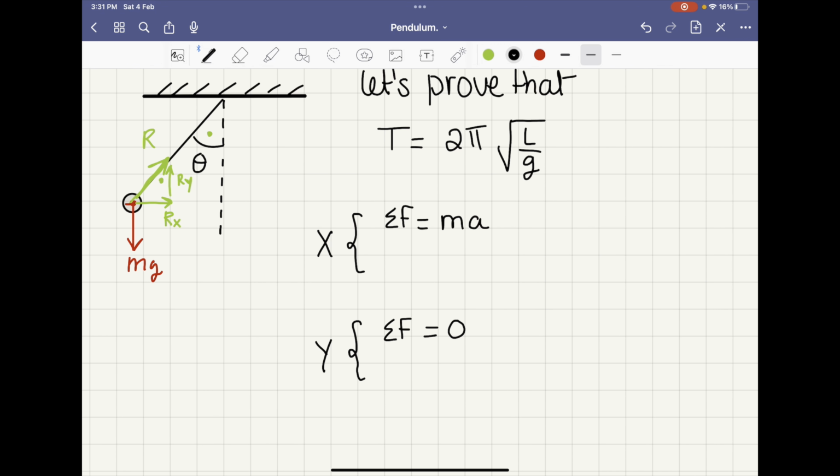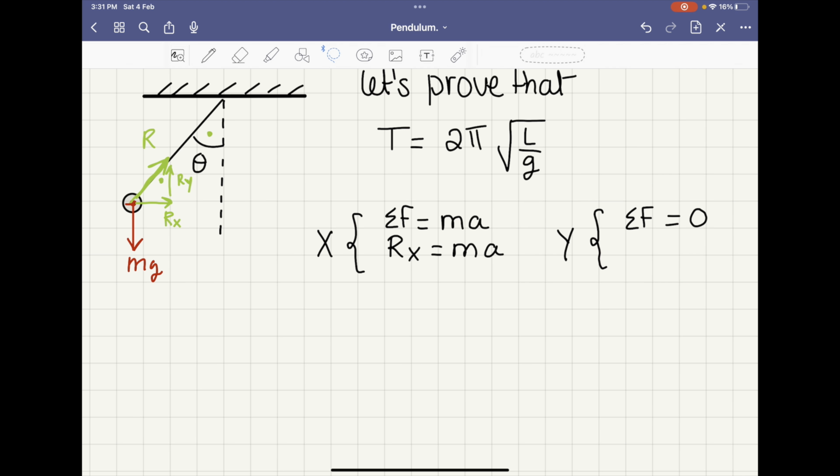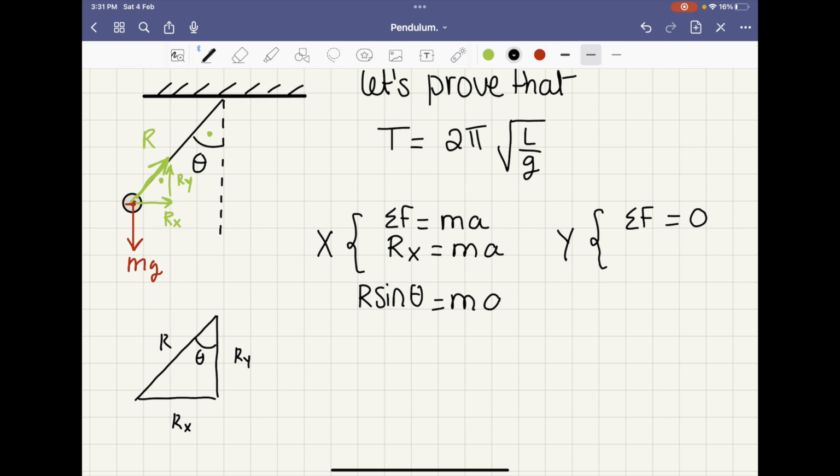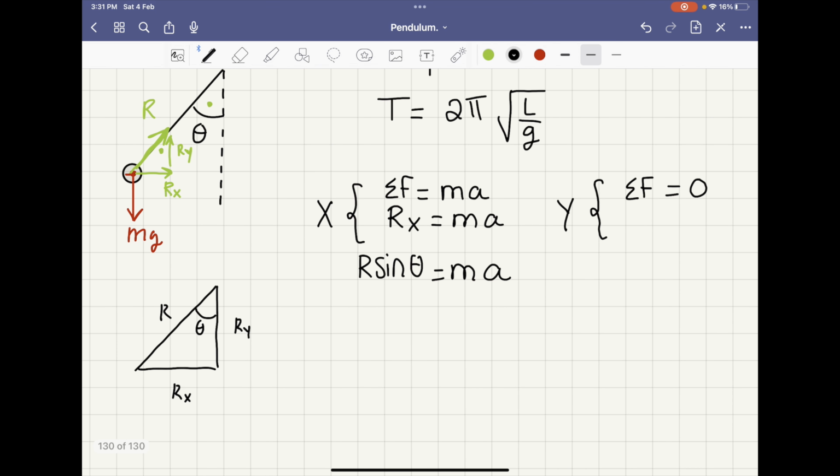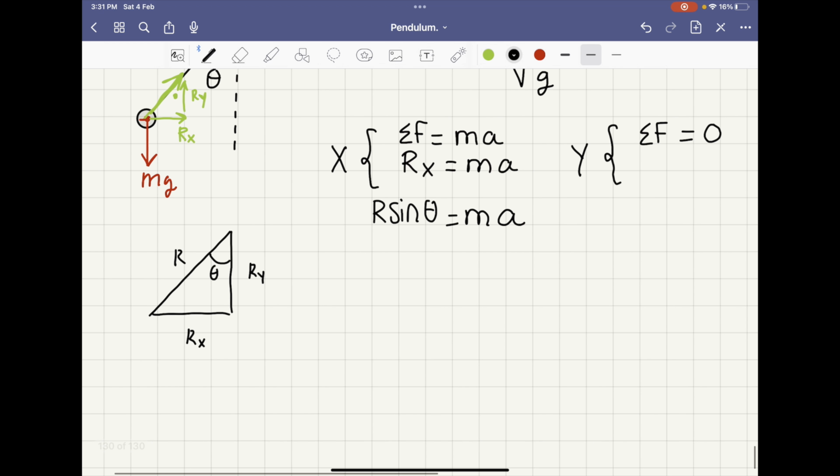Starting with the X, we have how many forces? We just have Rx. Do we have anything else? No, Rx. So Rx is equal to ma. If we look at this triangle over here, that's theta, that's R, that's Rx, and that's Ry. So Rx is equal to its opposite, so it's R sine theta is equal to ma. Sine theta is assumed to be equal to theta, so R theta is equal to ma.